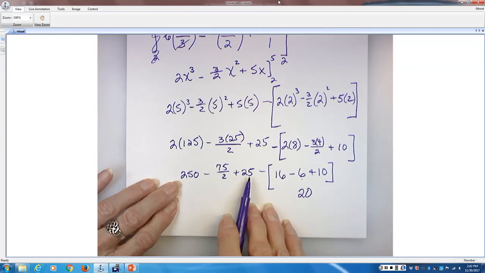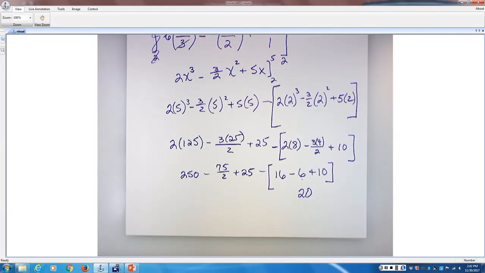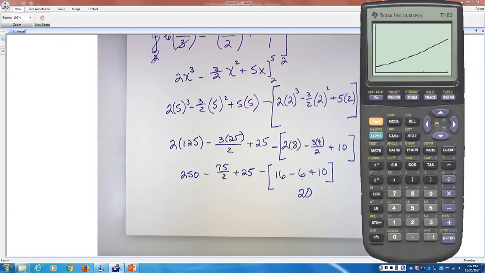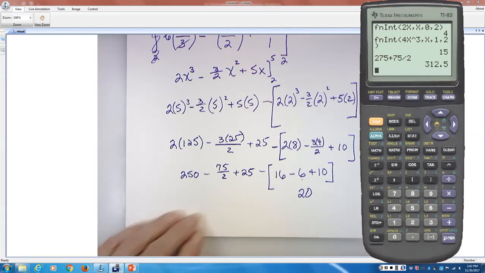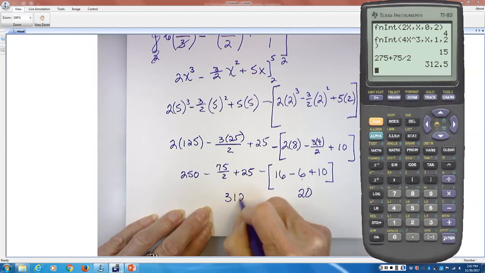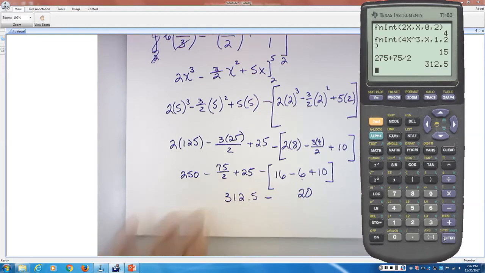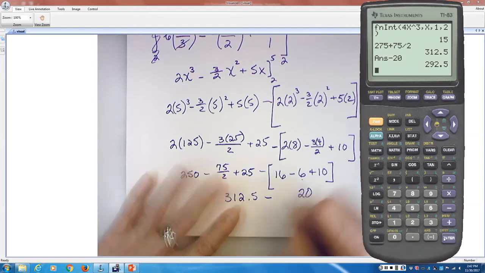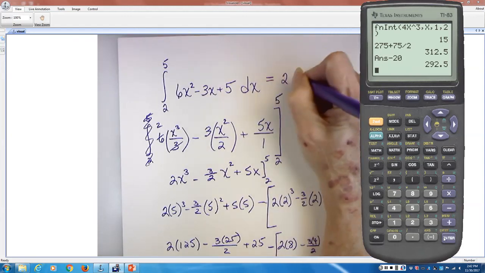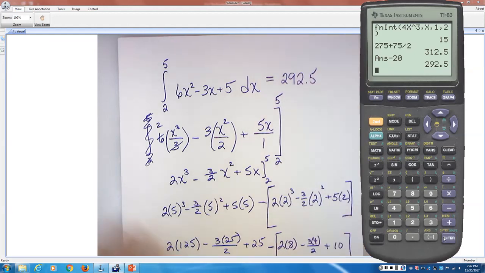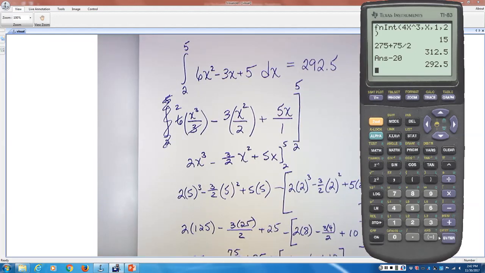This is going to be 250, 275. Which is 312.5. So 312.5 minus 20 should give us 292.5. So everything after the first step is just arithmetic. And we can check that.